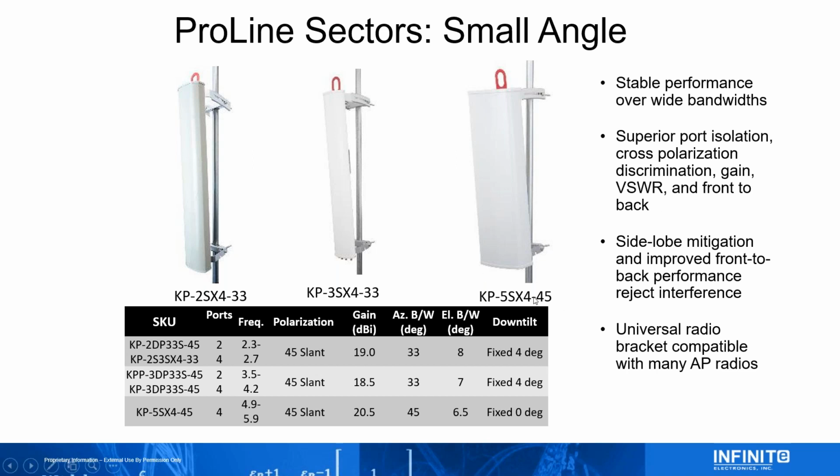And this 5 gig antenna, this is a really awesome antenna. The front to back is amazing. The gain is very, very high, 20.5 dB, and it's not too big either.